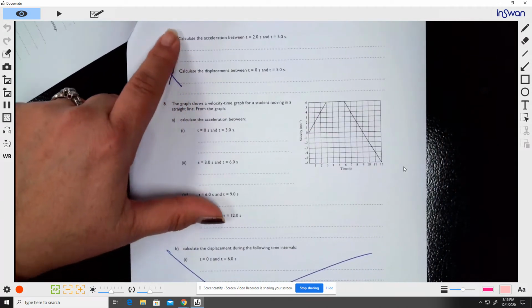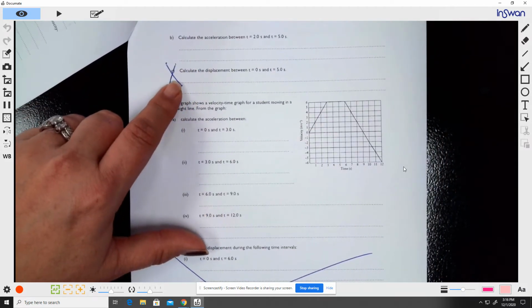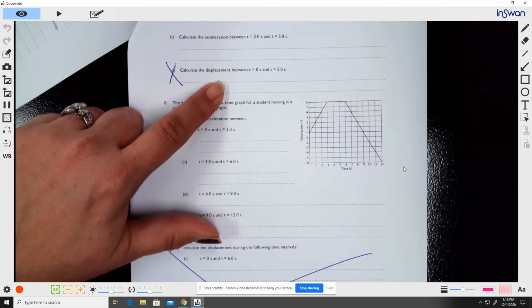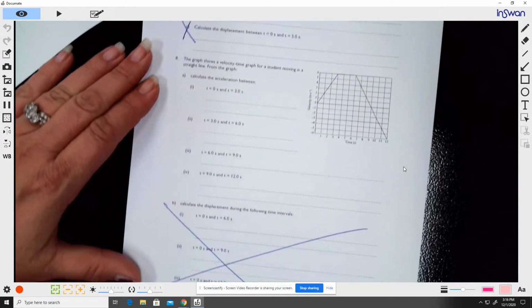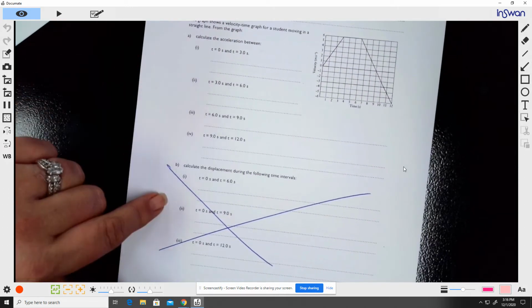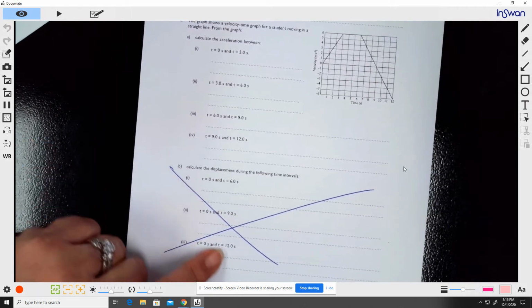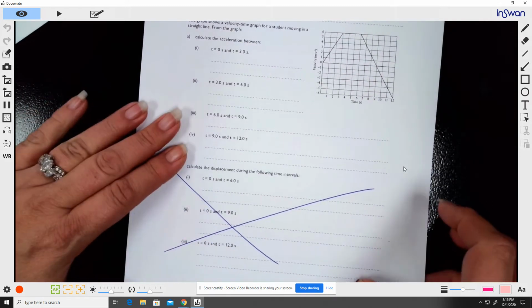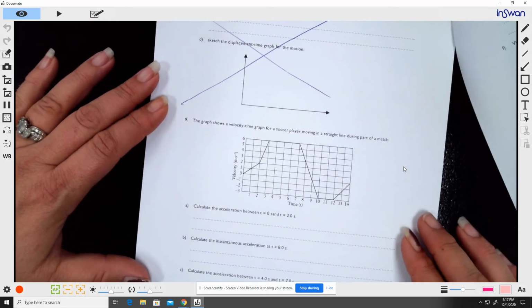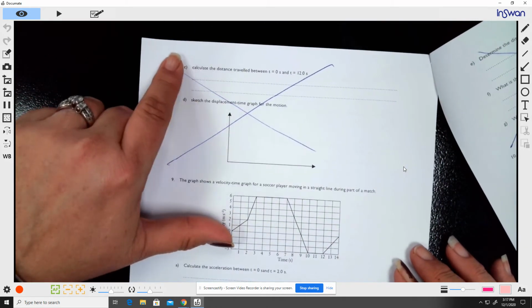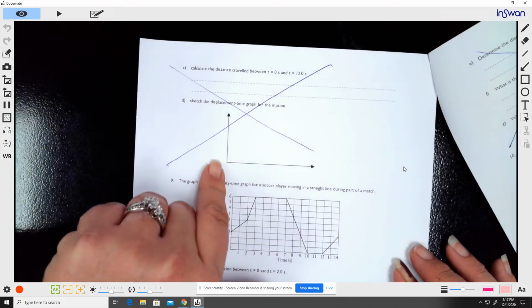So the first question that you have comes on page 3. All right, and you have number 7C that says calculate displacement. Go ahead and mark that out. All right, number 8B. All right, go ahead and mark all of that out. You don't have to find displacement. All right, and continue to the rest of number 8 at the top of the next page. Go ahead and mark that out.